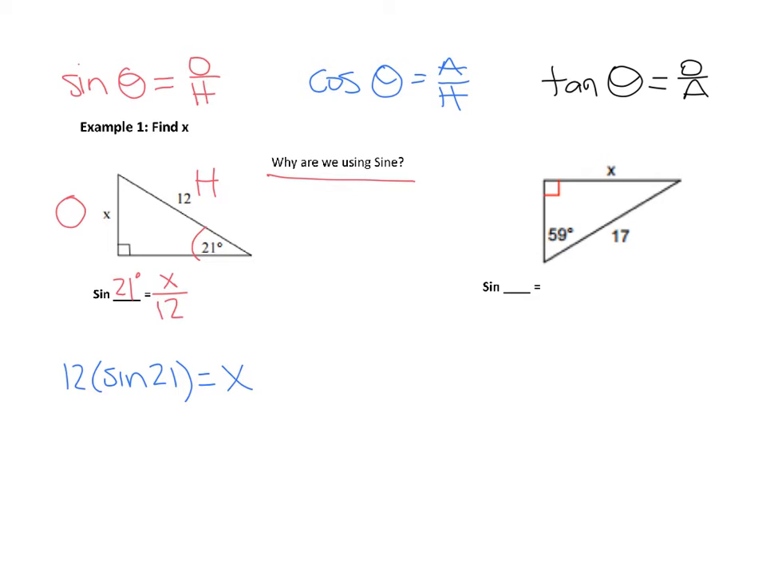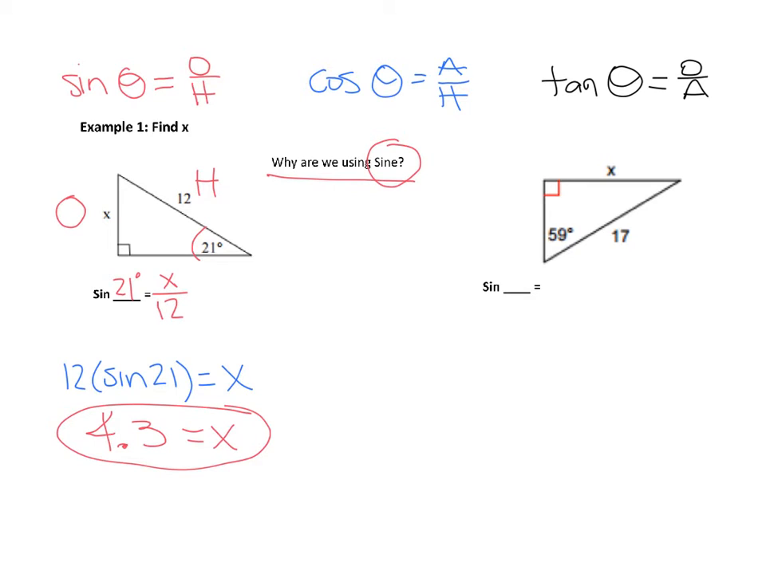So on my calculator, we go 12 times the sine of 21. And when we multiply that, if you end up with a decimal answer, that's okay. Let's just round to the nearest tenth. We end up with 4.3004. So 4.3 is our x value. Again, the reason why we're using sine here for this problem is because we're given the opposite and the hypotenuse.